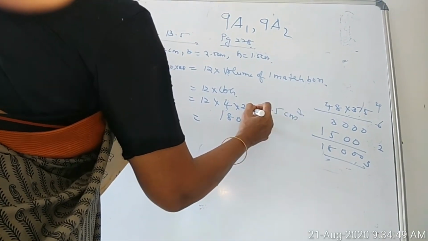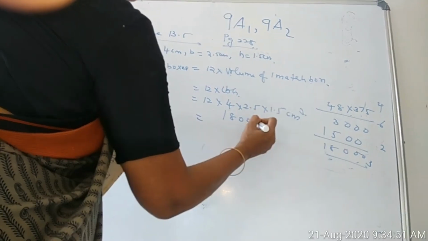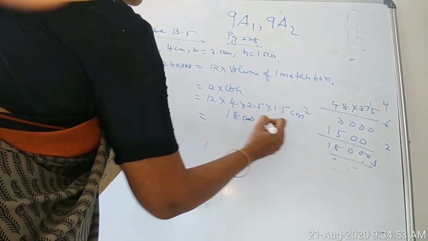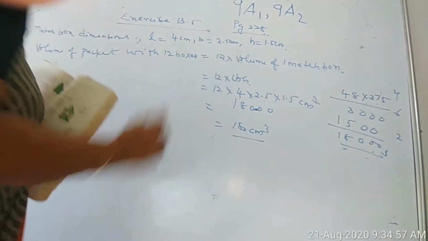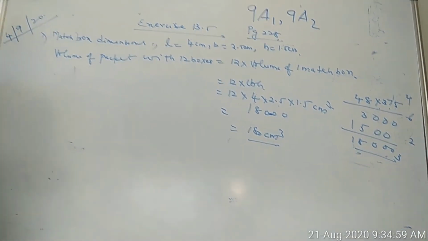How many digits after the point? Count. 1, 2. 1, 2. Put the point. That is equal to 180 cubic centimeters.